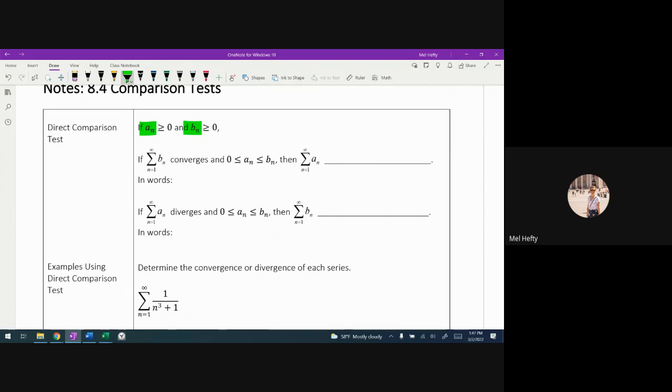I'm saying that they're both greater than or equal to 0. So that's essentially saying all of my terms are positive. So I know Ashley brought up alternating series earlier. We're not dealing with alternating yet.